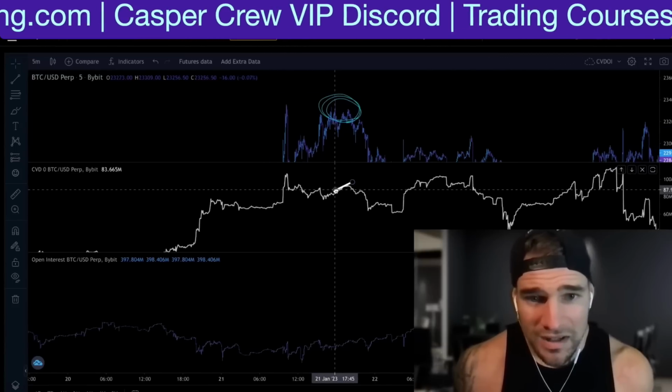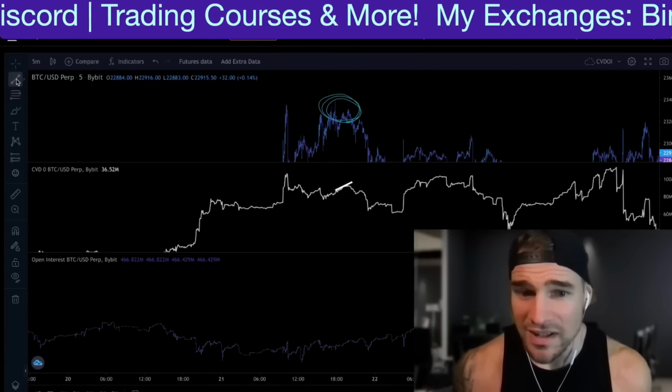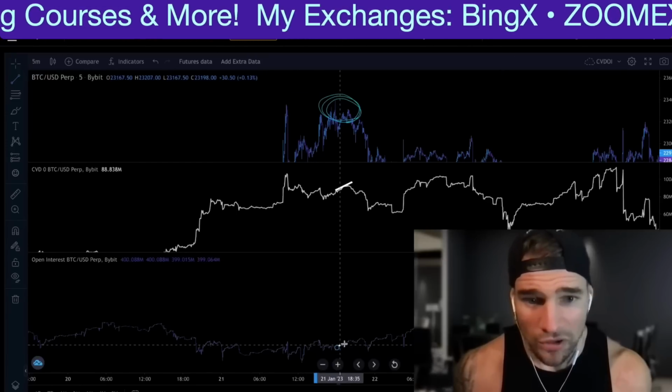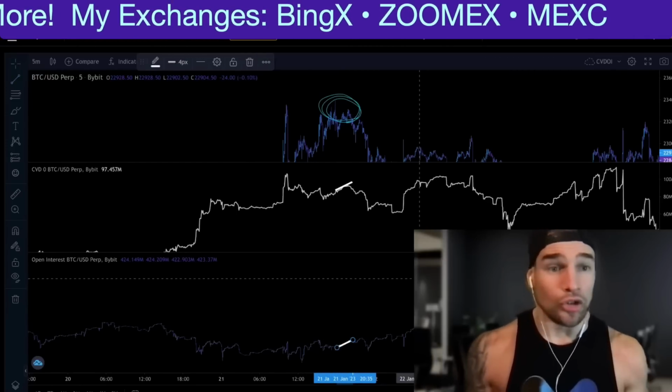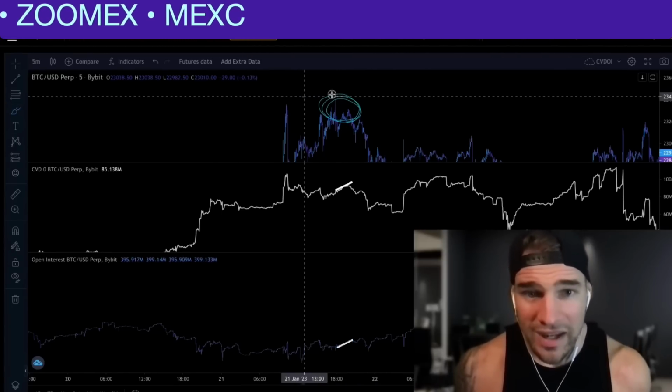We can see that the CVD was getting higher, showing us that there were longs entering into the market. We can see that the open interest over time was also getting higher, showing us that this is new money entering into the market, yet price is unable to take out this previous high.